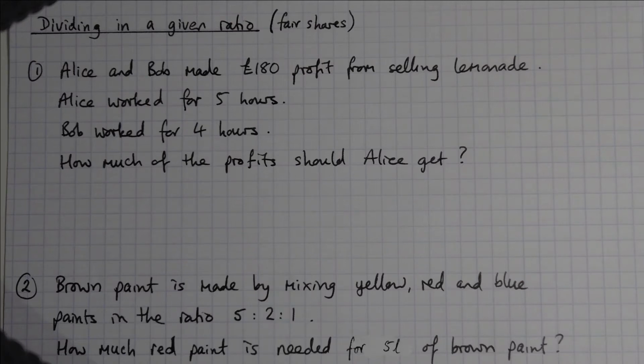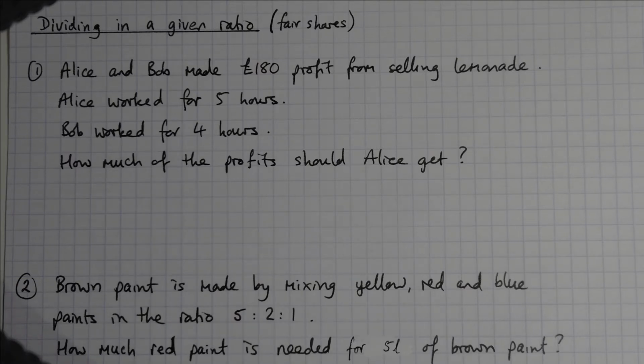Now, one of the things we like to do with ratios is to divide numbers in a given ratio. Another way of thinking about that is what would be a fair share. So I've got two different situations here, both involving ratios, where I need to divide a given quantity into that ratio. I'll show you what I mean by that.